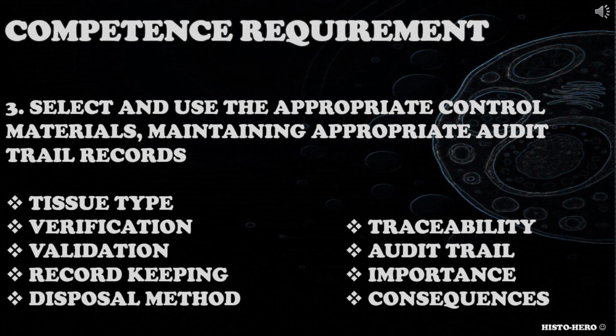The third competence requirement is select and use the appropriate control materials, maintaining appropriate audit trail records. Candidates should be able to select and use correct control material for demonstration methods and maintain audit trail. Does the candidate use correct control material for relevant demonstration methods? Do they maintain correct audit trail for control material used? Do they produce appropriate control material for each demonstration method?